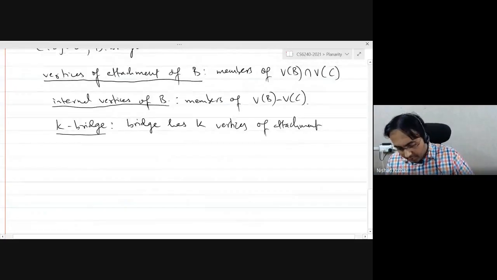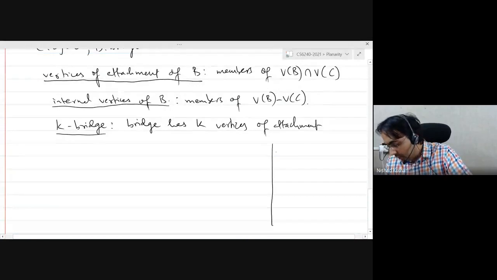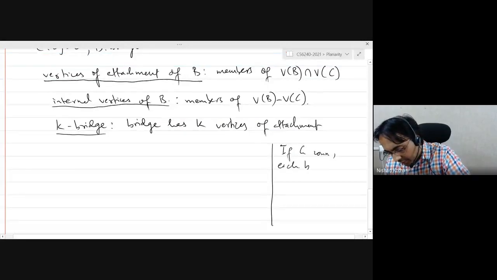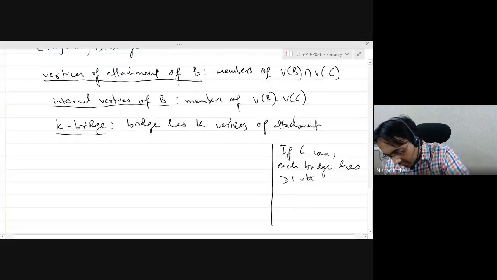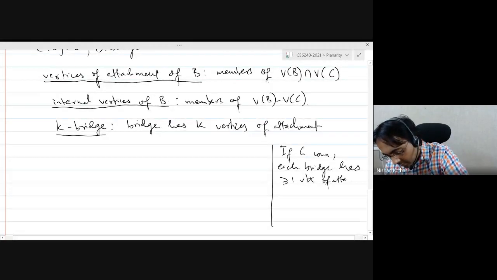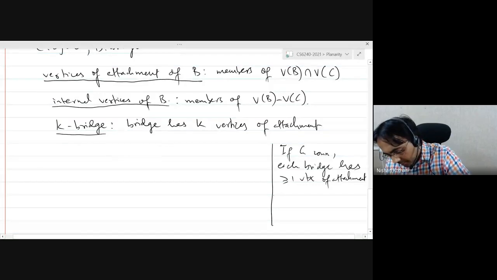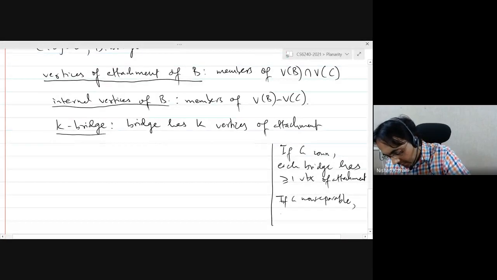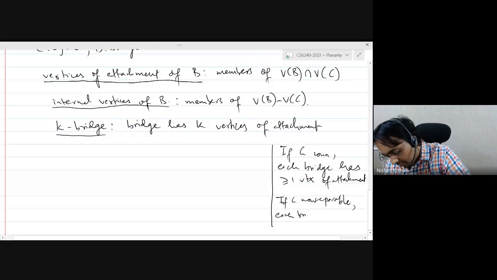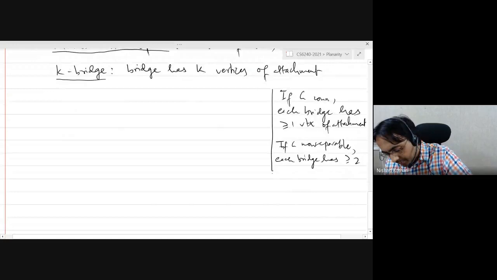Okay, so let's make some observations. If G is connected, each bridge has at least 1 vertex of attachment, and also if G is non-separable, then each bridge has at least 2 vertices of attachment.